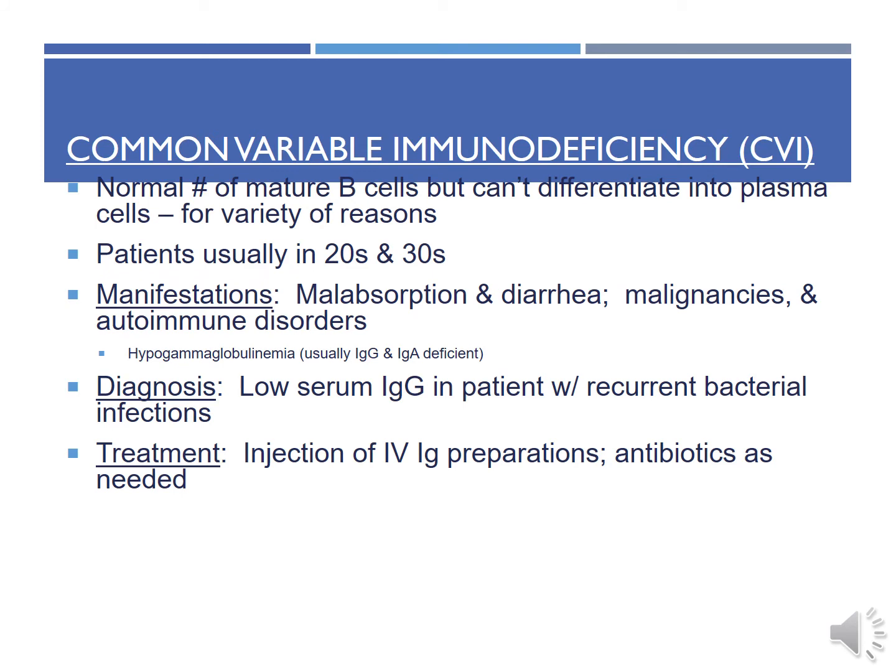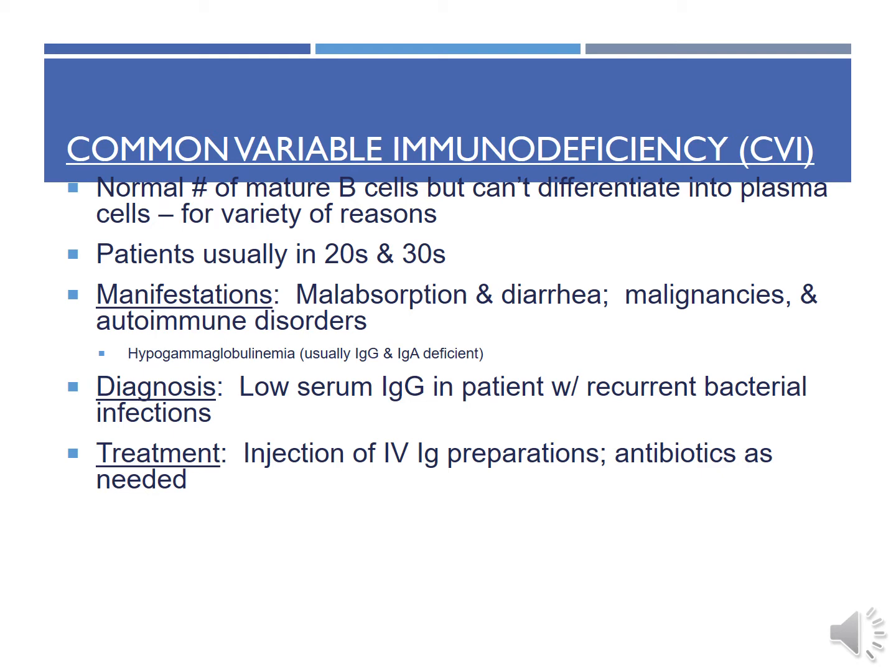The next immunodeficiency on our chart is common variable immunodeficiency, or CVI, and patients with this immunodeficiency have a normal number of B cells, but these B cells can't differentiate into plasma cells and therefore produce antibodies. There are quite a few reasons why they cannot differentiate into plasma cells, and we'll talk about those in just a moment.